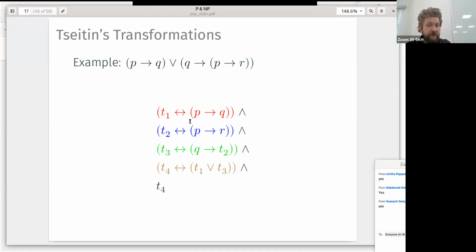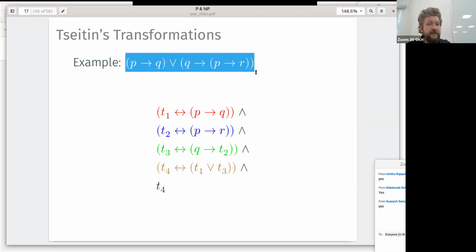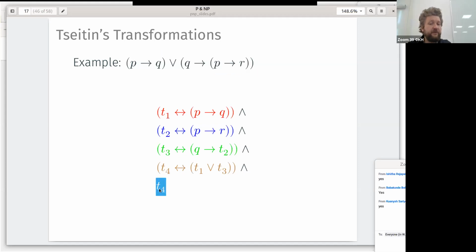So for each subformula, we introduce a specific color and specific variable. So this is going to be T1, which is equivalent to P implies Q. P implies R is denoted by T2. T3 is for Q implies T2, so for this subformula. And then T4 is the big disjunction. And finally, we claim that T4 is indeed true, because we want to satisfy an assignment.